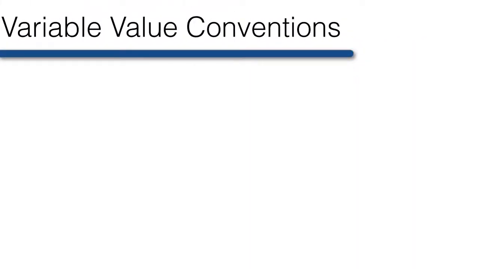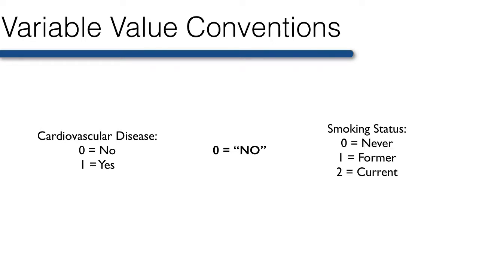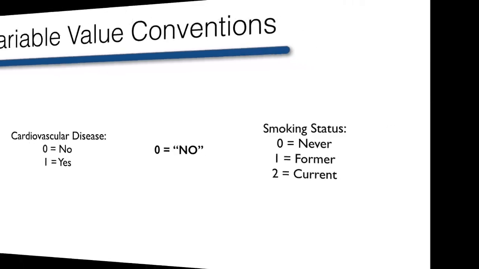This is probably a good time to discuss some variable value conventions. While you're certainly under no obligation to abide by these conventions, doing so will make your life much easier. First of all, a 0 is usually used to represent no or some other type of negation. It's often dichotomous. For example, have you ever been told by your doctor that you have cardiovascular disease? Yes or no. But it doesn't have to be dichotomous. For example, smoking status is often categorized as never, former, or current smoker.